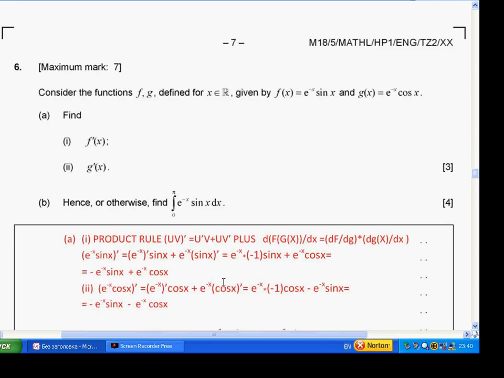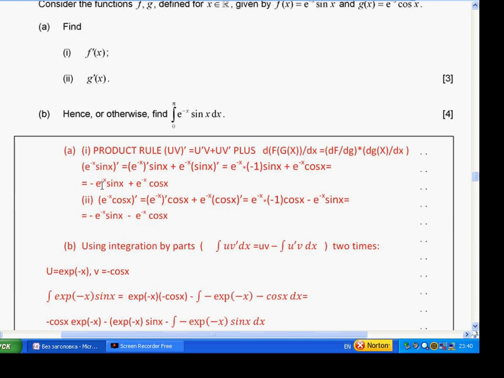Right, question 6. Consider two functions. They are the product of e to the minus x times sine x and times cosine x. We should find the derivative of each. We use the product rule. Here the product rule is written, so u and v are two functions, and plus we should use the chain rule. Don't forget to differentiate finally.